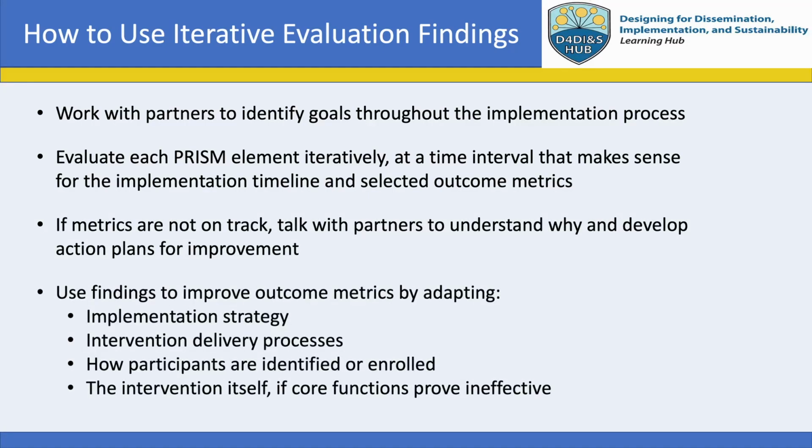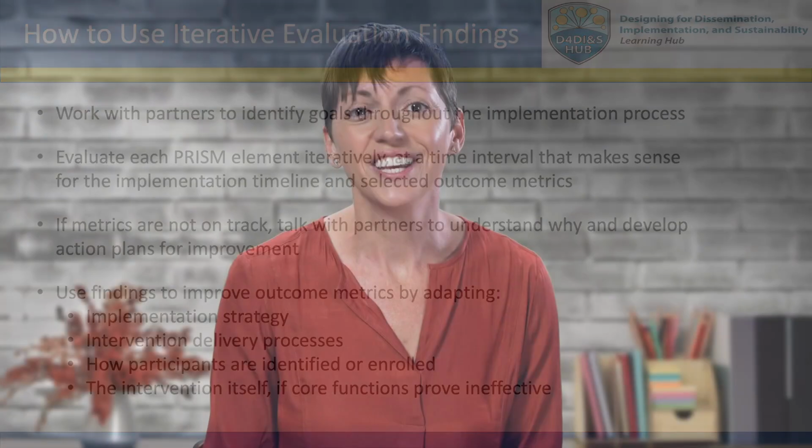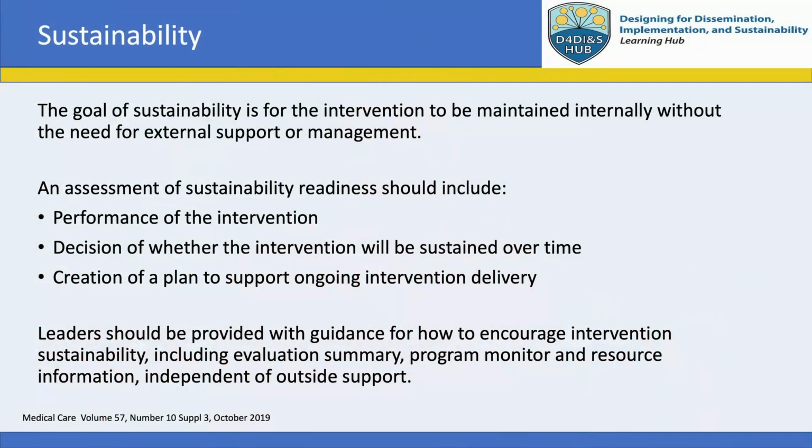Consider adapting form and functions such as the implementation strategy, the intervention delivery process, how participants are identified, and even the intervention itself. Next, let's talk about sustainability. It's important to work with partners to identify specific goals of sustainability, but the overarching goal of this phase is to maximize the chances that the intervention is maintained without external support or management.